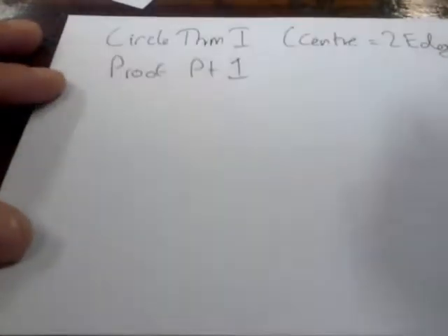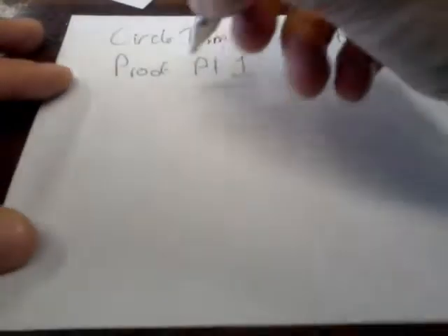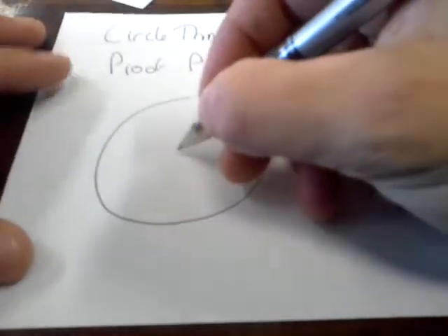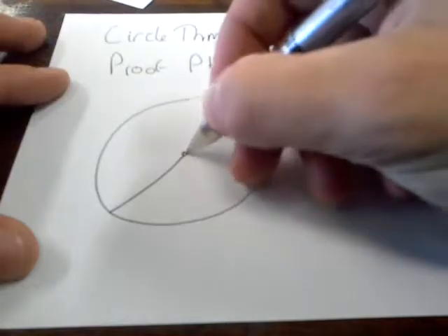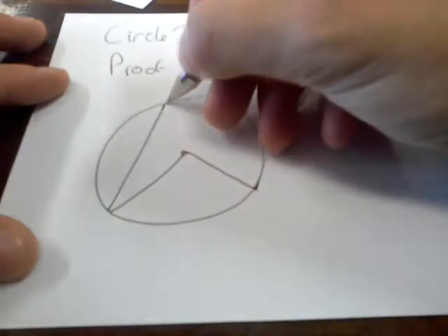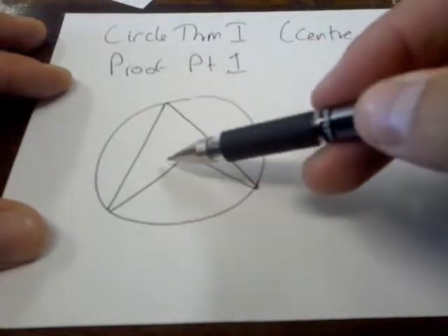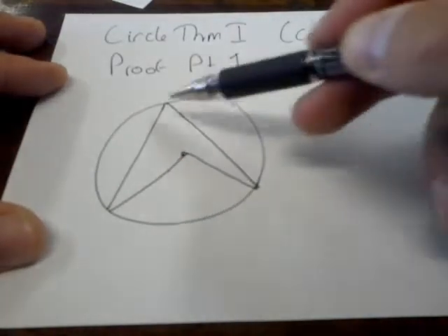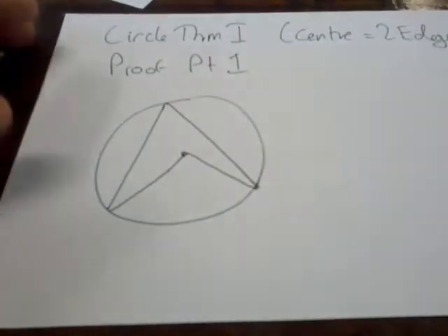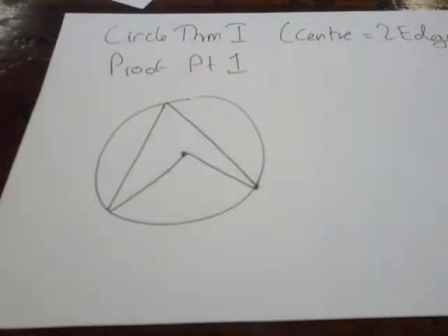Okay, here, as promised, is going to come the proof of circle theorem 1. So circle theorem 1, or that centre equals to edge, says if you have this configuration, you've got the centre of the circle. The angle at the centre, that one there, is twice as large as the angle at the edge. How do you prove such a thing?